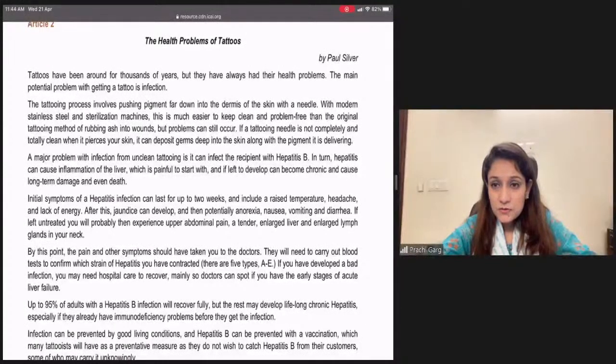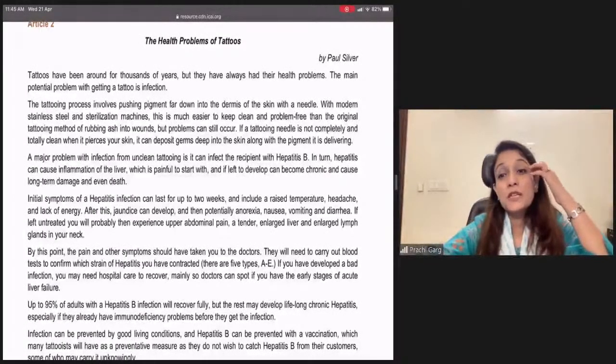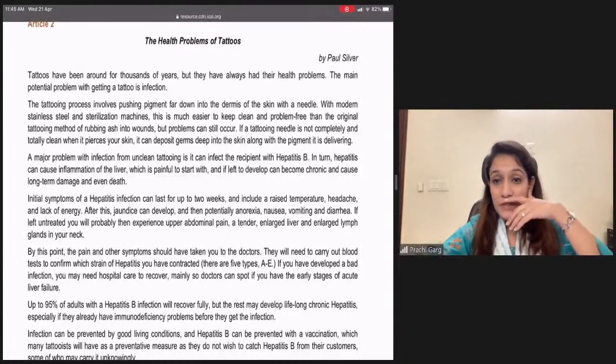It involves pushing. Okay, somebody has actually given me a very scientific kind of a response. Niharika. Okay, that it affects the dermis of the skin with the needle, and then there's a problem with infection, and an unclean tattoo can infect the recipient with hepatitis B. Okay, damaged skin. Okay, skin infection, Prashant, very good.